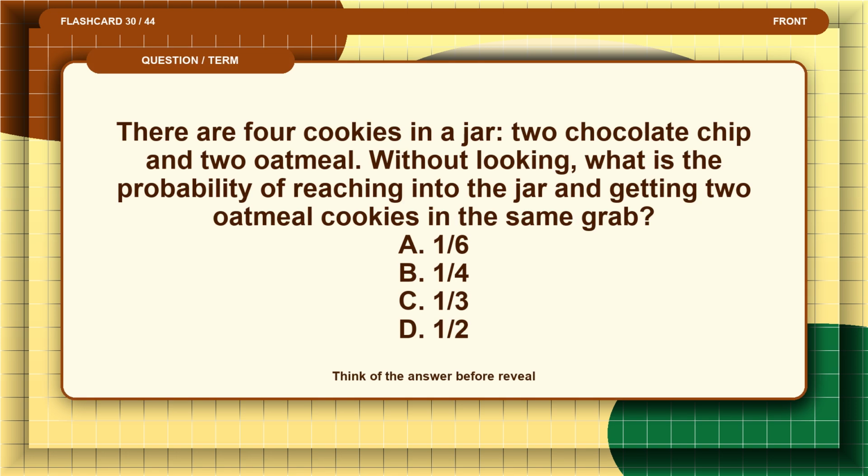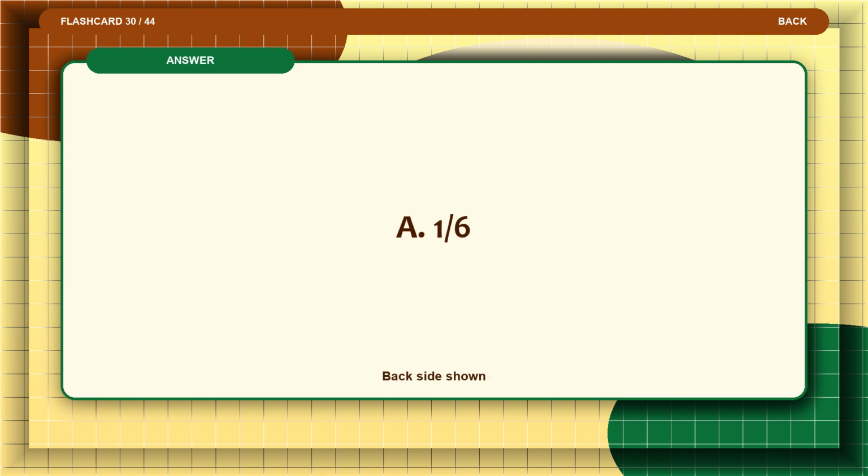Flashcard 30. There are 4 cookies in a jar, 2 chocolate chip and 2 oatmeal. Without looking, what is the probability of reaching into the jar and getting 2 oatmeal cookies in the same grab? A. 1/6, B. 1/4, C. 1/3, D. 1/2. Think of the answer before the reveal. The answer is A. 1/6.